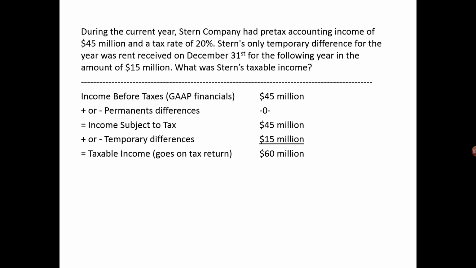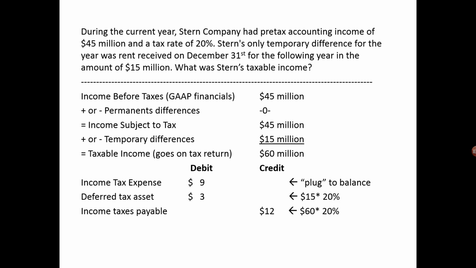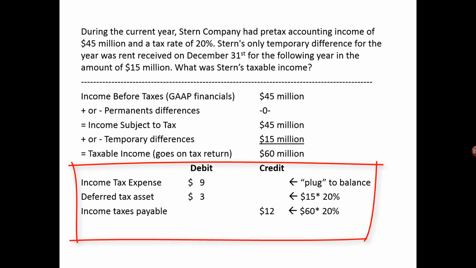So let's do the journal entry for this one. What would it look like? We'd have taxable income times the current year rate. And now we have a deferred tax asset. Why is that? Because we're going to pay taxes on that rent received before it's recognized for GAAP. And so it works a little bit like a prepaid tax. And so that $15 million times the tax rate would go into a deferred tax asset.